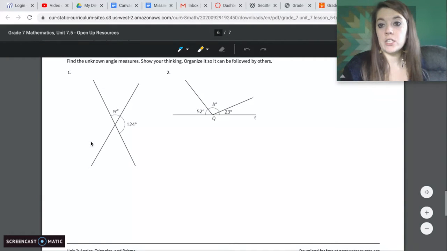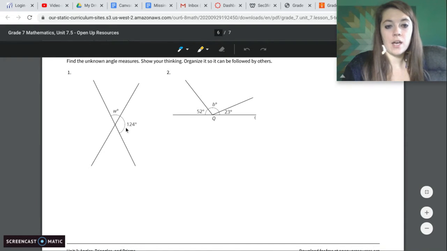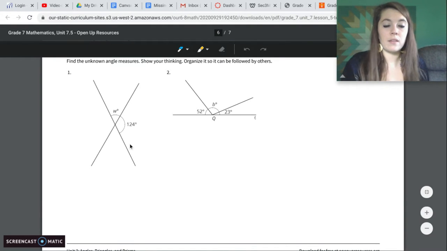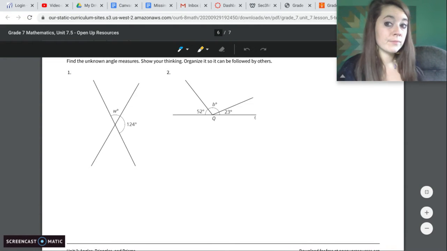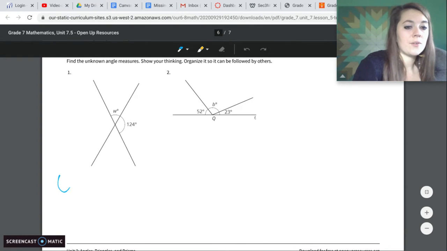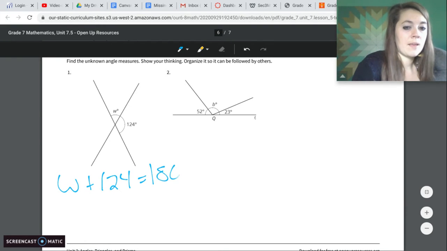We have the intersecting lines which form vertical angles. But if we notice, we've got this 124 right here, and we've got the W. And we can solve this because the W and the 124 are forming a straight line. What degree does a straight line have? 180. So we can do W plus 124 equals 180.